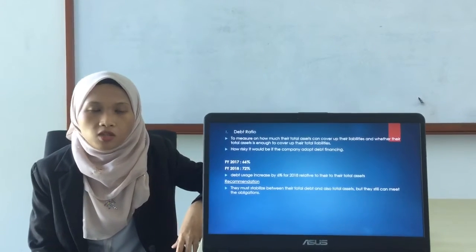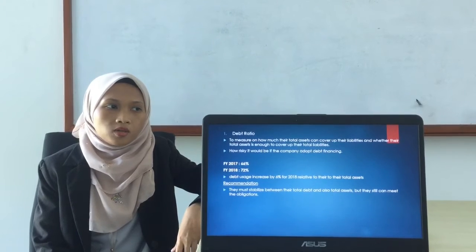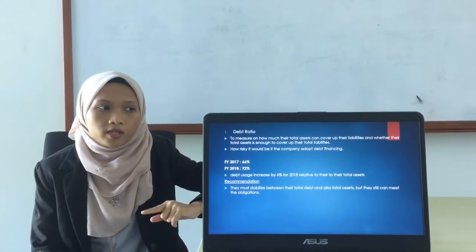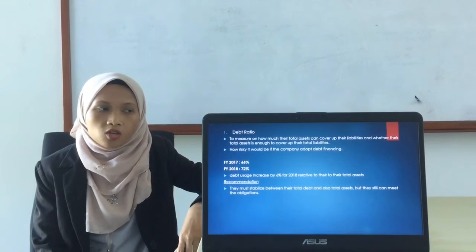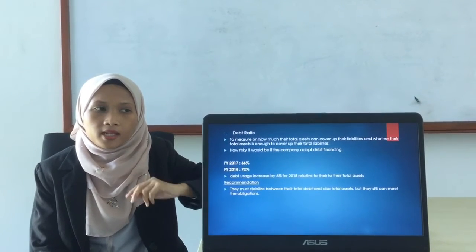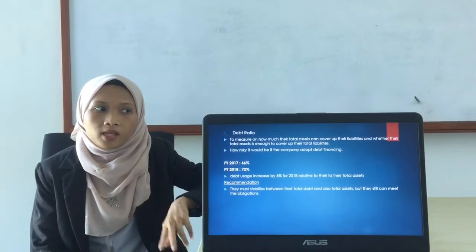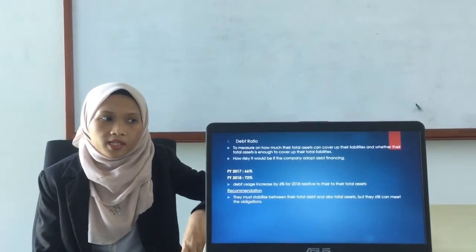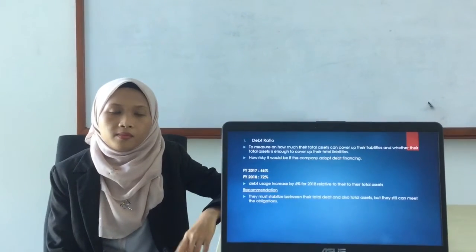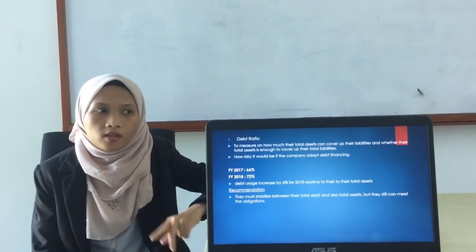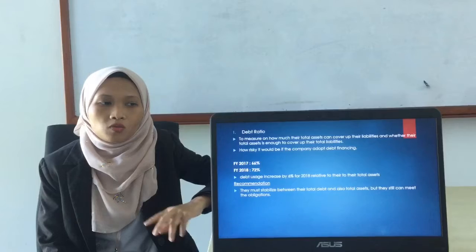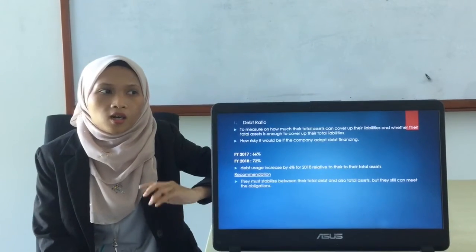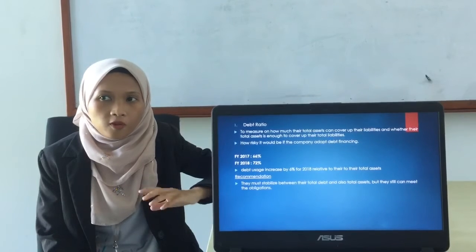Okay, for financial year 2017, they used about 66% debt, and for financial year 2018, they used 72%. So from this, we know that there is a slight increment between 2017 and 2018, and their debt usage increased by 6% for 2018. That means they depend too much on debt. Almost three quarters of their financing comes from debt.